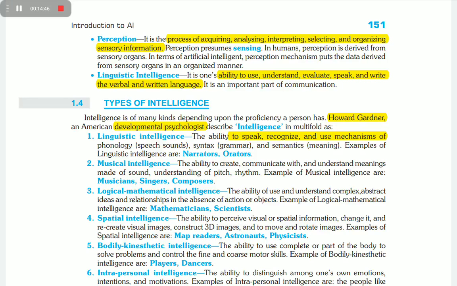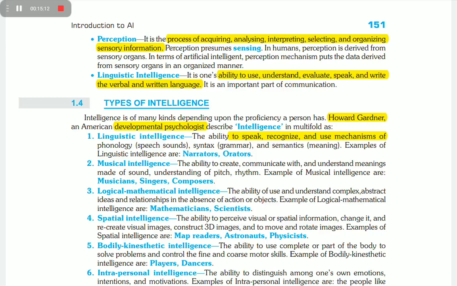Our phone has the ability to sense, like we touch the phone and it works. It also has sensing organs. The objects can also see. They also have eyes, like robots also have eyes, and phones also have cameras.